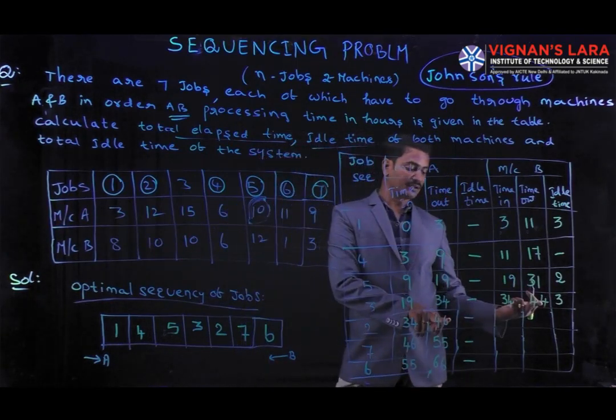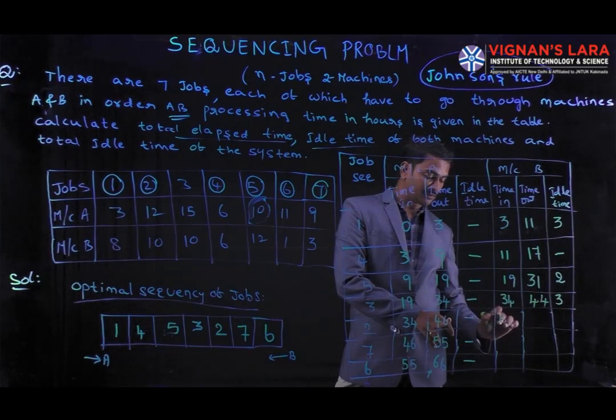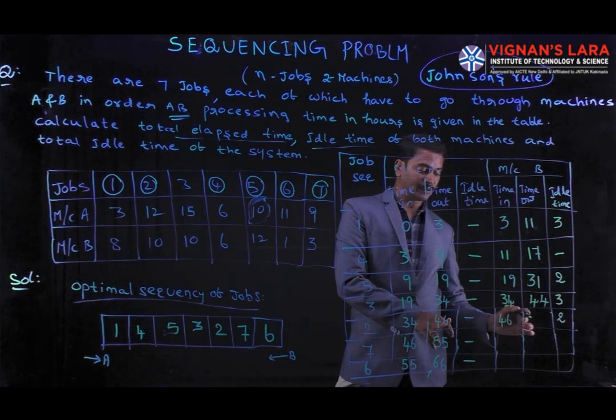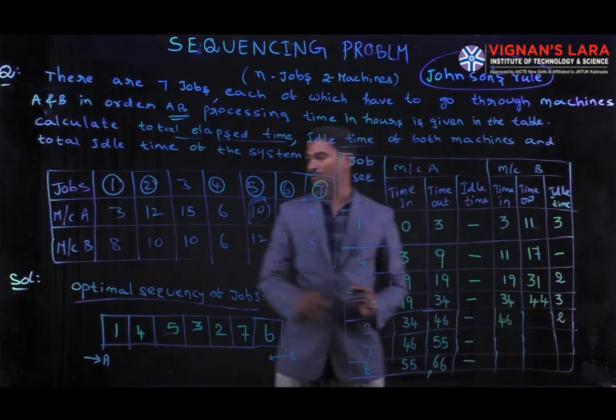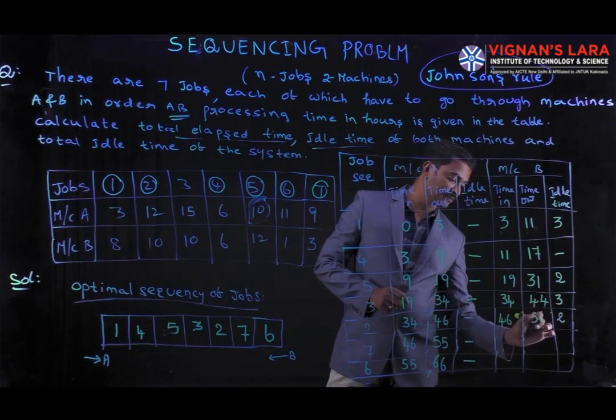But machine B completed its job at 44. So up to 46 machine B was idle. So we are going to start machine B at 46. And here the idle time is 2. And the processing time of job 2 is 10 hours. So 46 plus 10, 56.